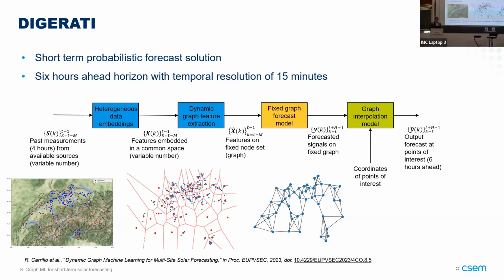Now, the last block of the model is an interpolation model where we can have query points or coordinates in any location in Switzerland. Based on these locations and the forecasted signal on the fixed graph, we can forecast this. And finally, the output is the forecast of irradiance for 6 hours ahead at the point of interest.